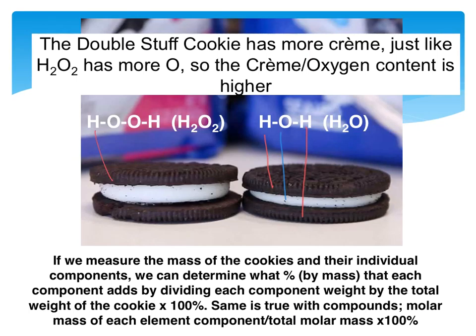My 2 cookie shells are the hydrogens, but now I need to represent the double layer of oxygens, or the 2 oxygens, by this thicker layer of cream. So far, so good.